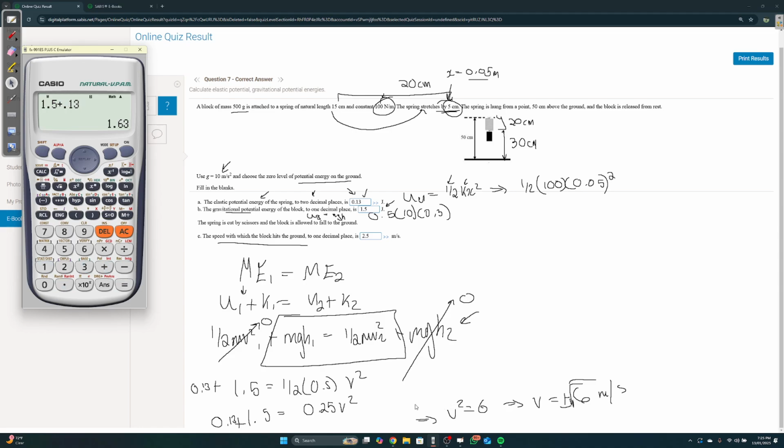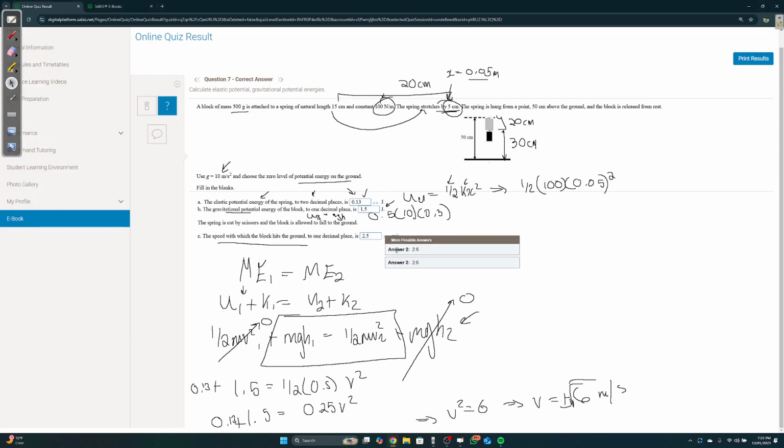Then you divide by 0.25 on both sides, and then square root. And you get 2.55. It's positive because they said speed. So 2.55. To one decimal place, it should be 2.6 meters per second. Yes, perfect. So this should be v squared is equal to, v is equal to, whatever. You get v is equal to 2.6.